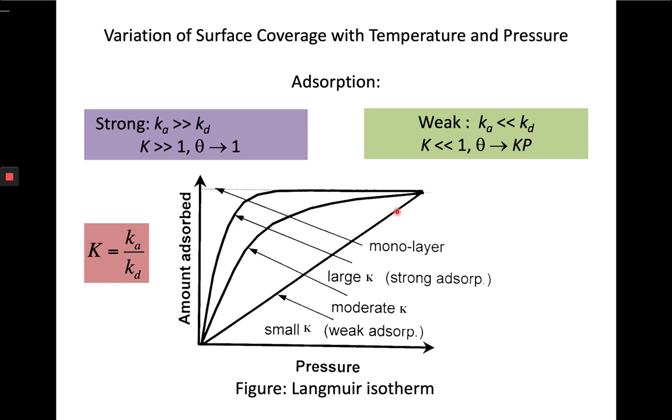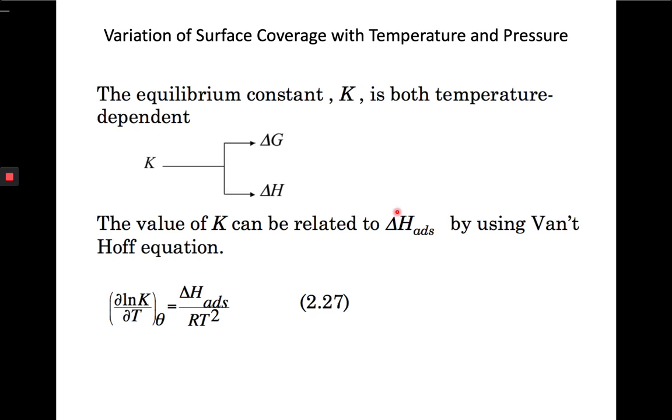This is because the gas molecules like to be in the bulk phase rather than be adsorbed on the surface. The equilibrium constant K is temperature dependent and can be related to delta G and hence to the enthalpy change delta H of the process. So at a given pressure, the rate of adsorption is determined by the value of K, which in turn depends on both the temperature and the enthalpy of adsorption delta H. And the value of K can be related to delta H by using the Van't Hoff equation, as shown here.